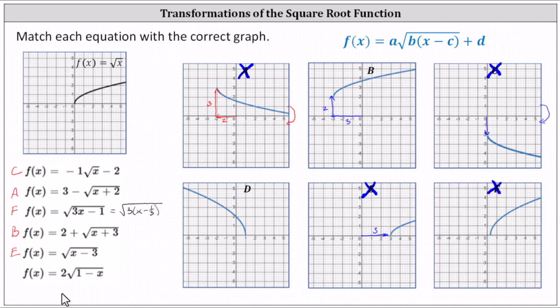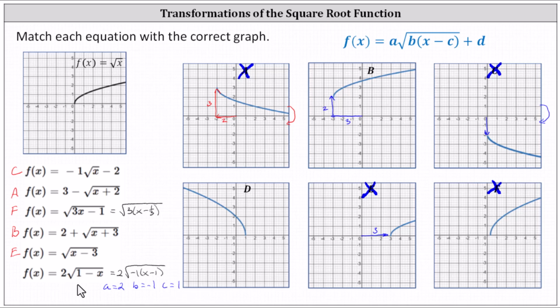Finally, for the last function, which we know must match graph D, the radicand of 1 minus x is equivalent to negative x plus 1, which if we factor out negative 1, we would have negative 1 times the quantity x minus 1. The given function is equivalent to 2 times the square root of the product of negative 1 and the quantity x minus 1. If we distribute negative 1, we still have negative x plus 1, which is equivalent to 1 minus x. In this form, a equals 2, b equals negative 1, and c equals 1.